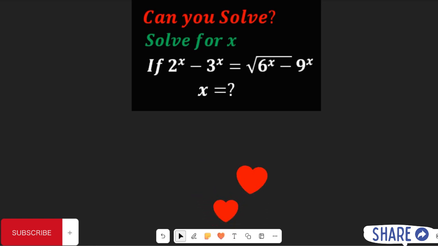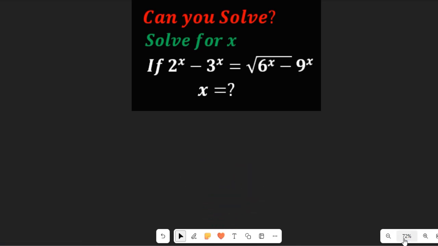Now, the first thing any good mathematician will do is to consider clearing the square root, because the square root is a very big obstacle. And what do we do to clear the square root? We are going to take the square of both sides. Now let's take the square of both sides.